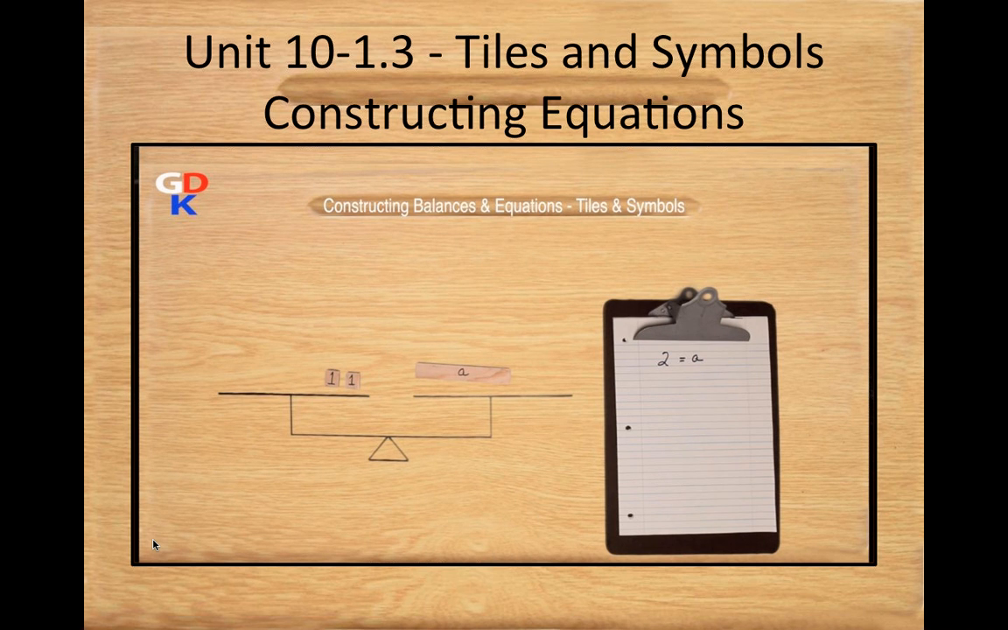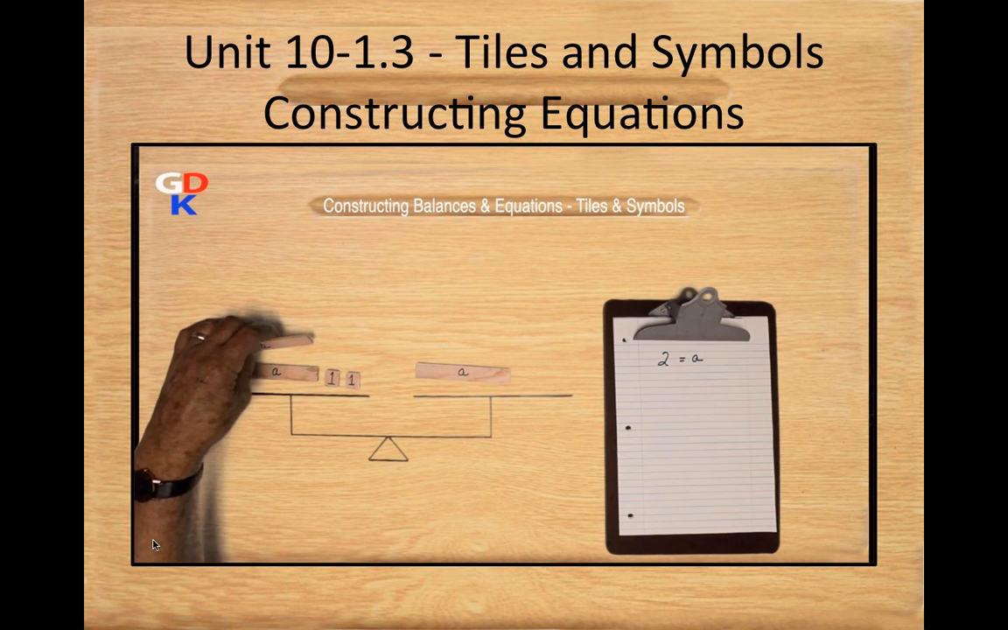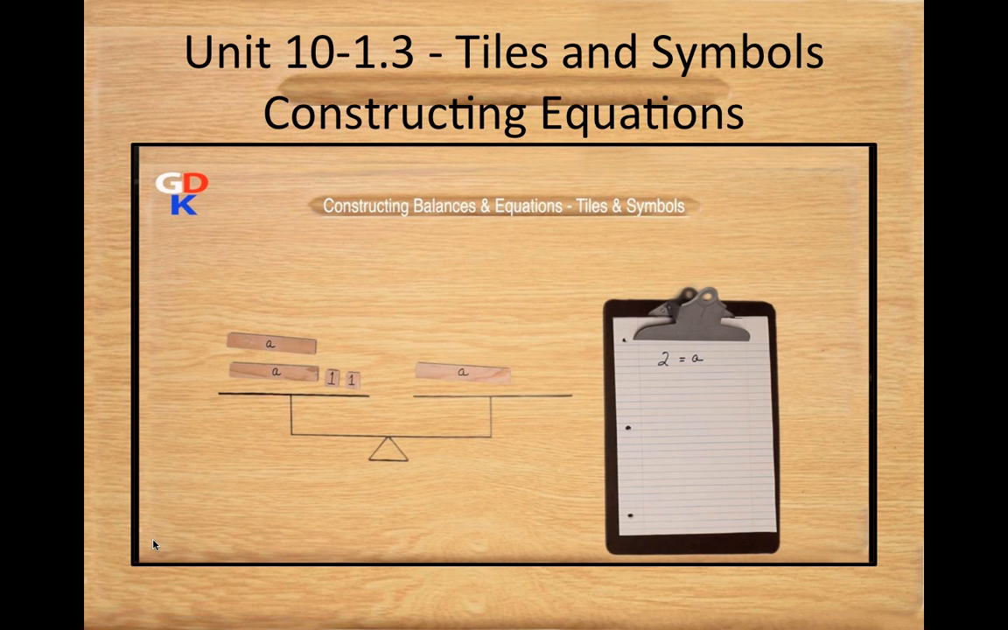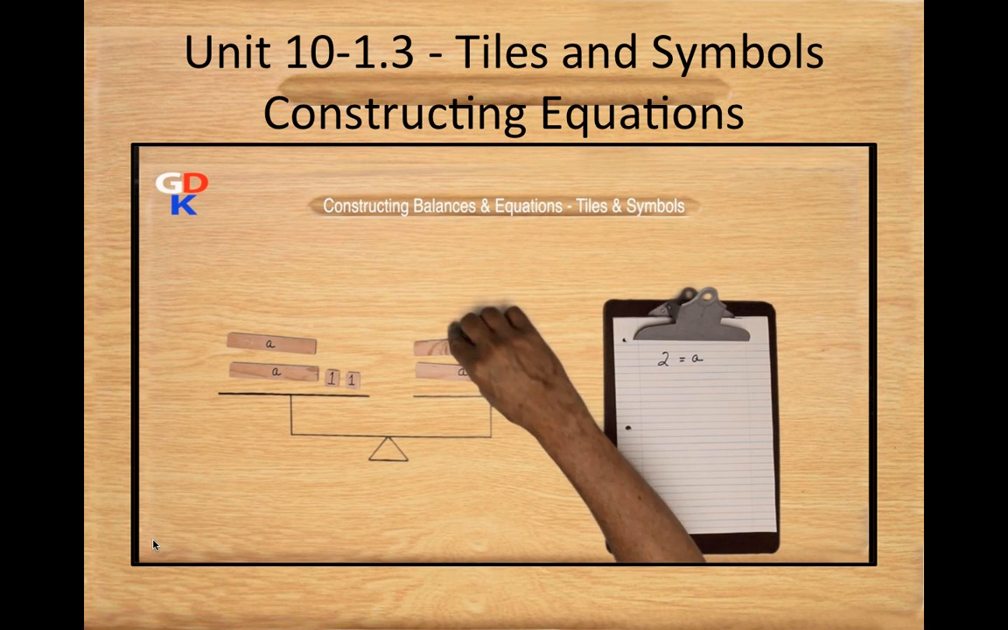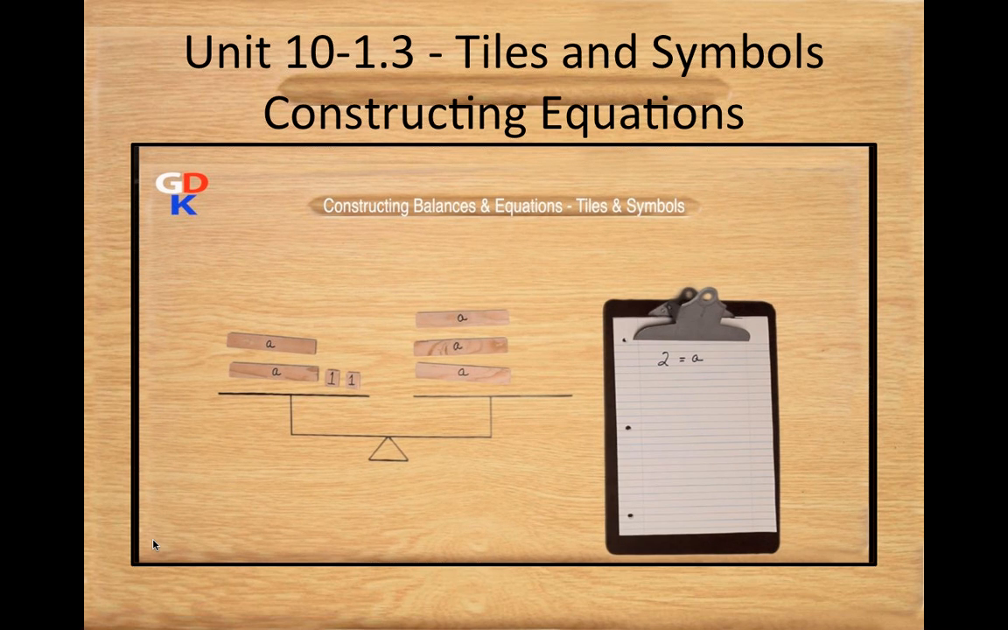Now, going back to our last video, the first thing we did after we had the balance, or now that we have the equation, was we added 2 A's to each side. And we do that again. So we add 2 A's to each side. Now we show that as adding 2A to the left side and adding 2A to the right side. When we do that, if we look at our chart, we have 2A plus 2 balancing or equaling 3A. So we have 2A plus 2 equal to 3A.